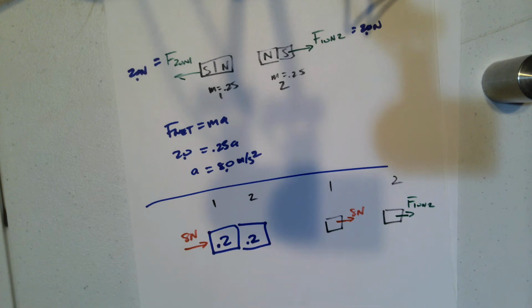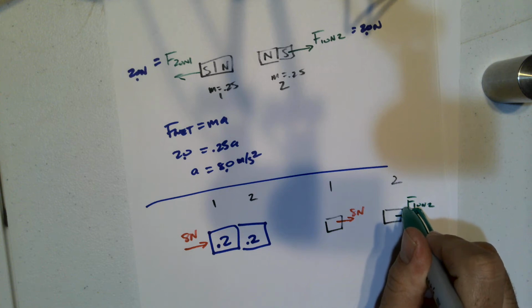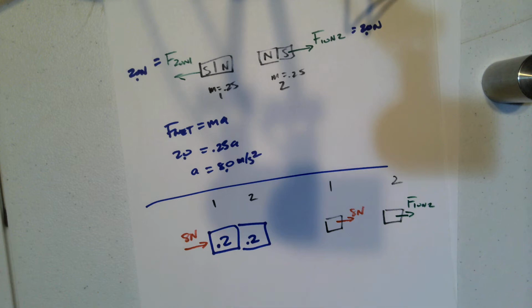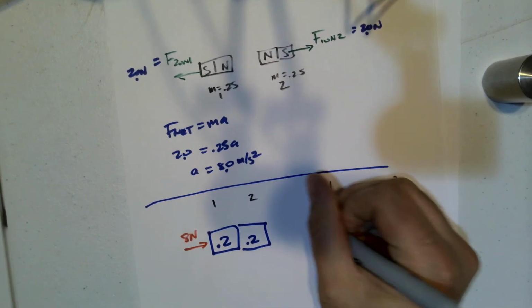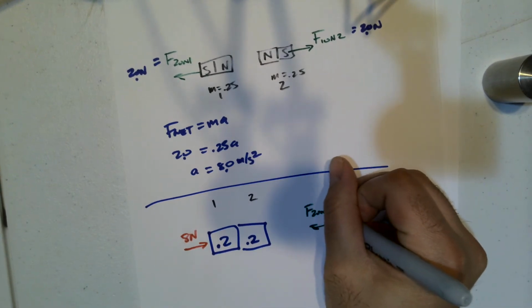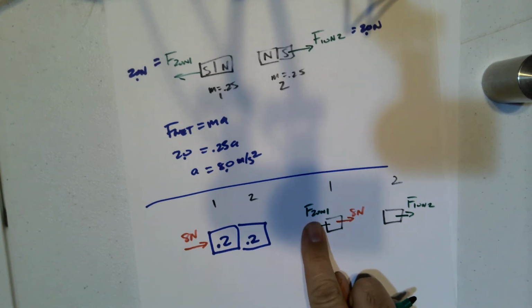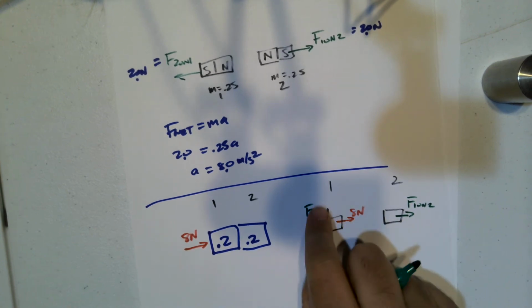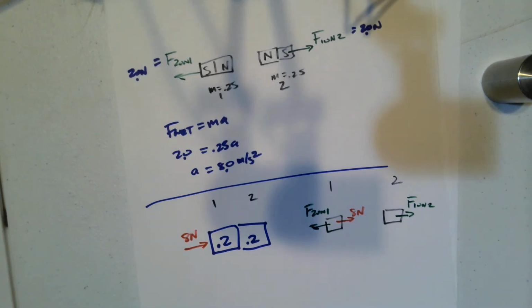Now, according to the third law, if one object exerts a force on another, the other object must exert a force on it, but in the opposite direction. So if 1 pushes 2, I expect 2 to push 1 back. And we're looking at those values, and it doesn't quite make sense as to why that would move until you actually figure out what the numerical value of that is.